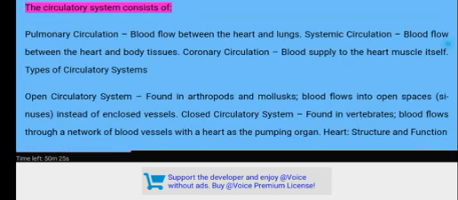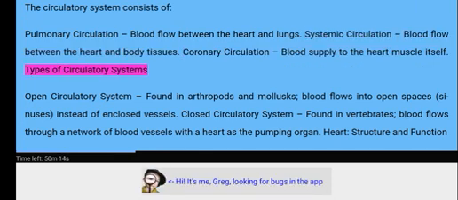Circulatory system: the circulatory system consists of pulmonary circulation, blood flow between the heart and lungs; systemic circulation, blood flow between the heart and body tissues; and coronary circulation, blood supply to the heart muscle itself. Types of circulatory systems.